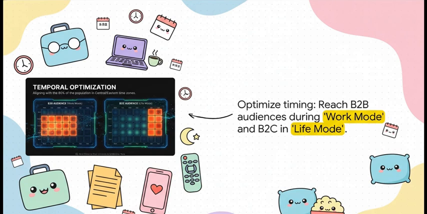And timing is just as important. For a B2B, or business-to-business audience, you want to catch them when they're in work mode, weekdays between 10 and 5. But for a B2C, or business-to-consumer audience, you want to connect during life mode. That means evenings and weekends. It's all about matching the natural rhythm of their day.